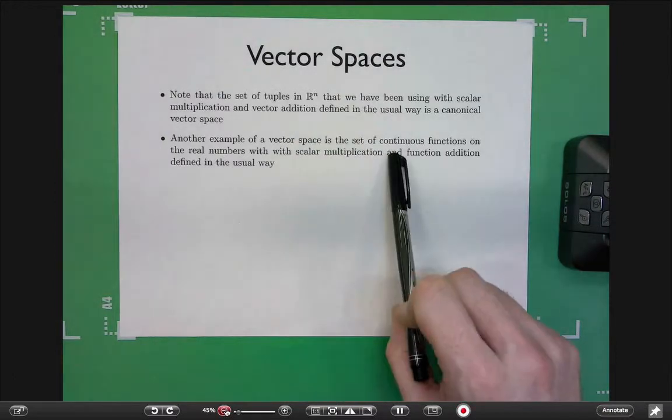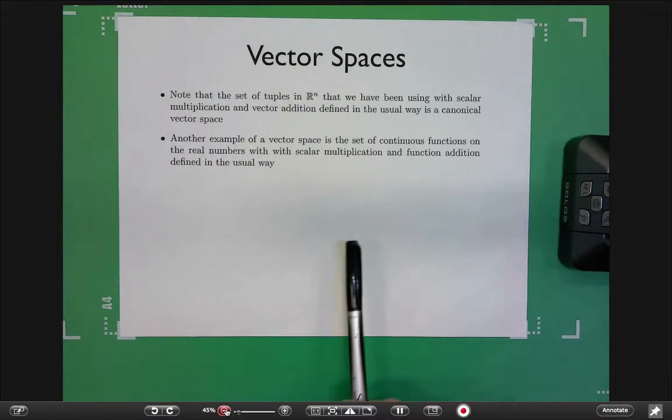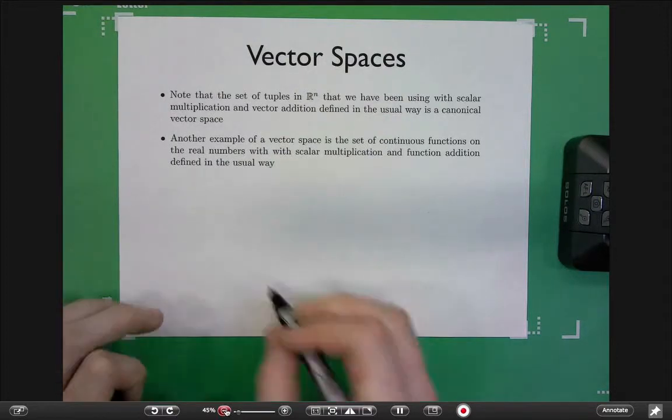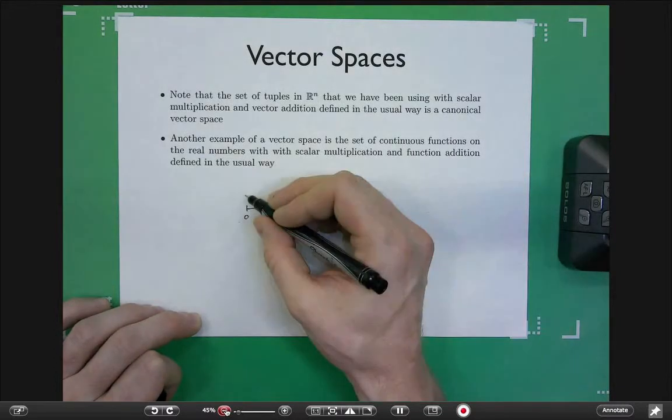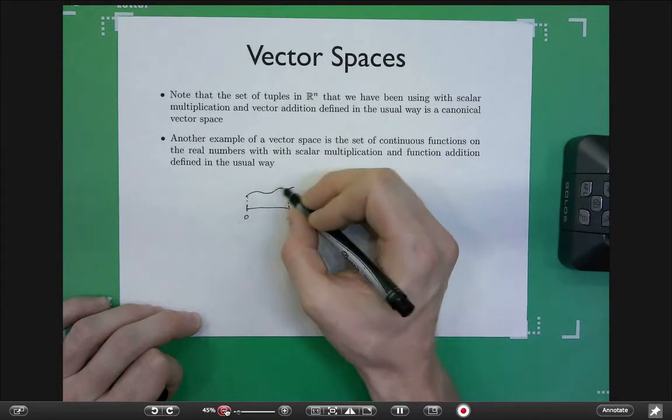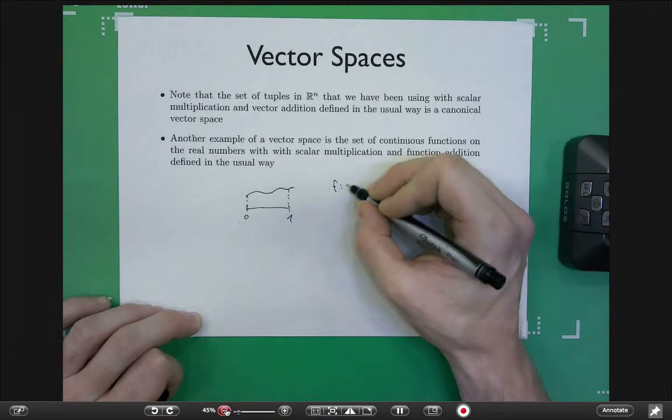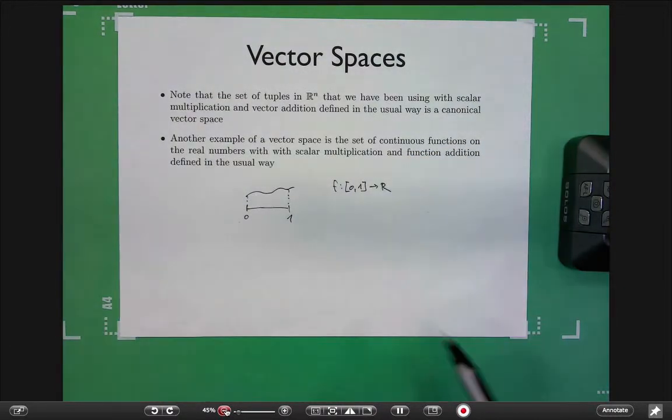And here this second sentence is a more interesting example of a vector space, just to give you an idea that this is not just R^n or C^n, the complex vector space. To be specific, I have an interval from 0 to 1, and I can take the space of all continuous functions defined on that interval. So I take whatever f is a function from the interval 0 to 1, and it's continuous.